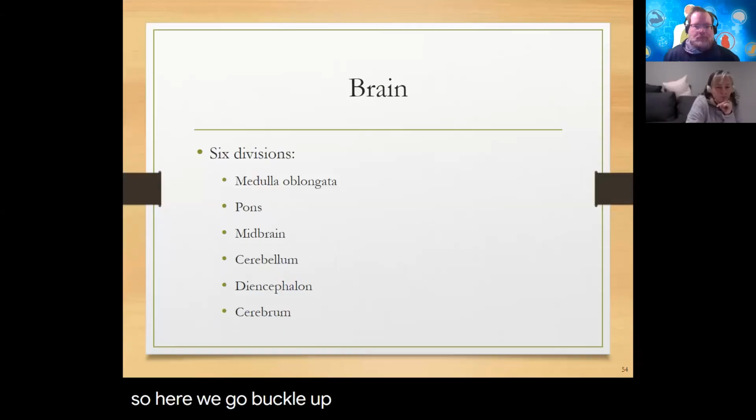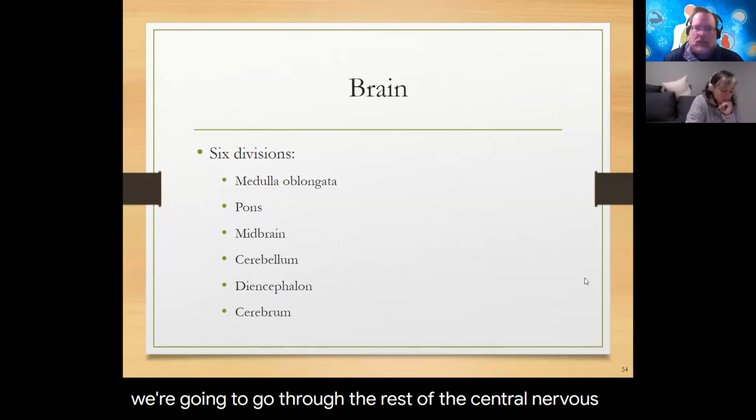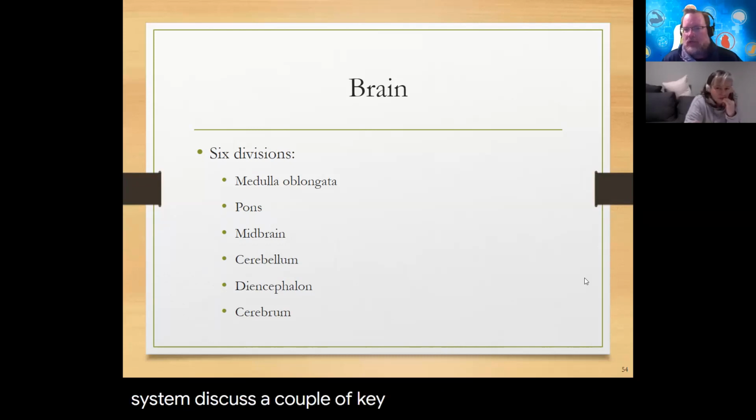Buckle up. All right, so Tuesday, October 27th, we're going to go through the rest of the central nervous system, discuss a couple of key features with the brain. Last time we were together, we went through the spinal cord, so we're just going to continue with the central nervous system and finish off with the brain.